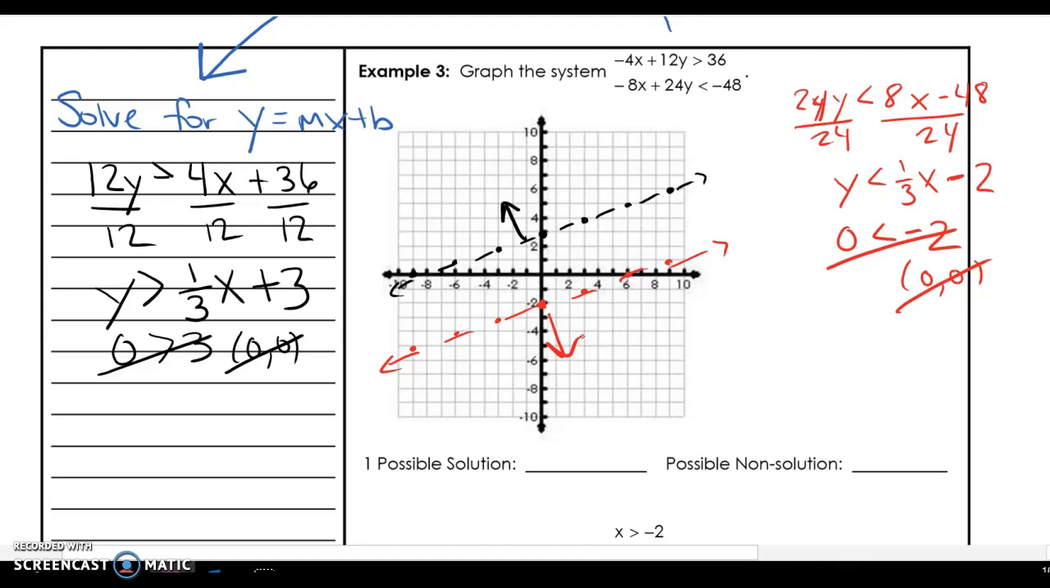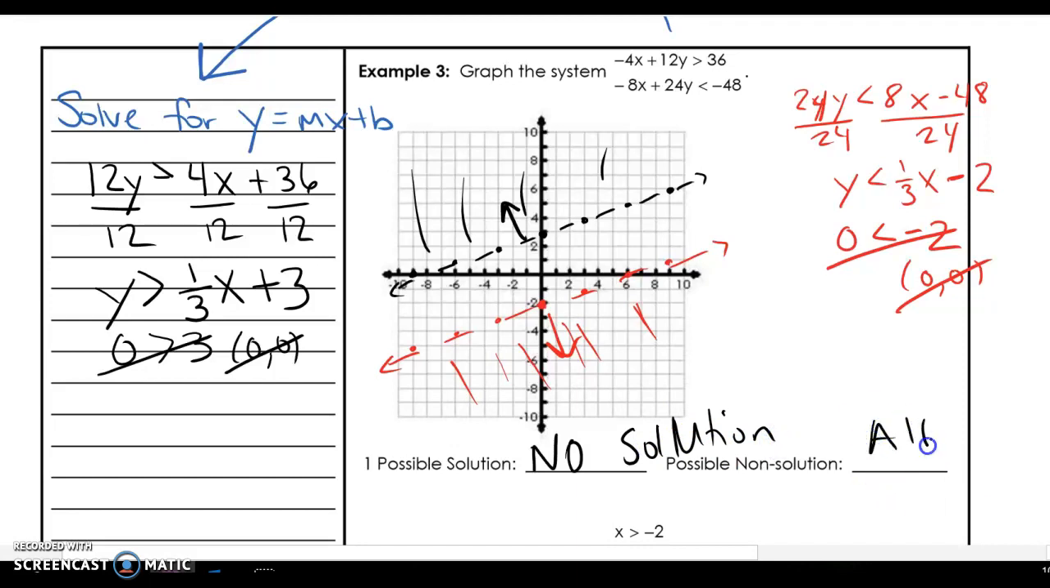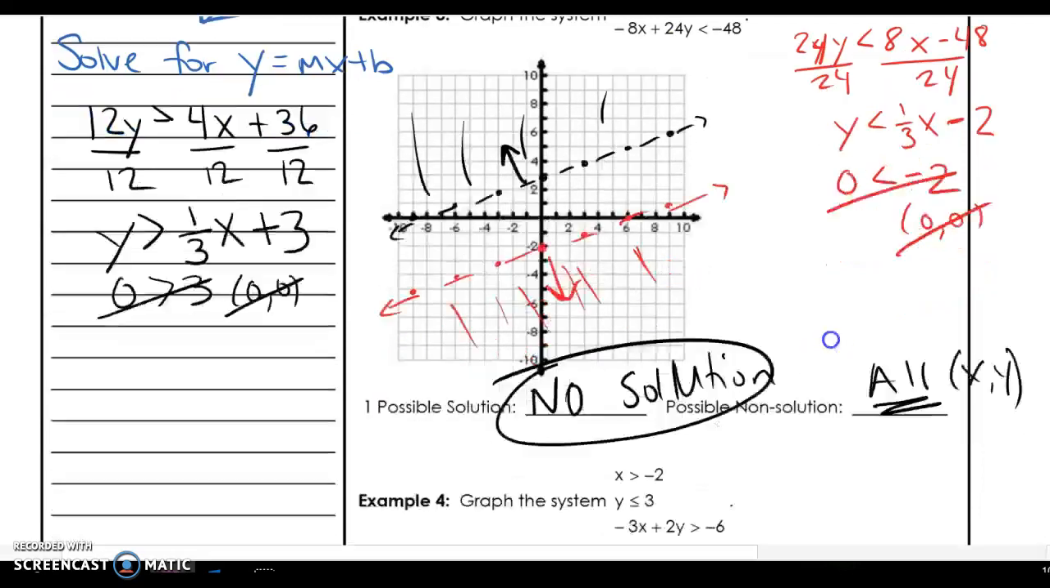Here we have an example of parallel lines, and the solution region is opposite. One is shaded above, the other is shaded below. So where will these shaded regions overlap? They will not overlap. Therefore, there is no possible solution. All xy ordered pairs would not be solutions. There is no solution to this system of inequalities because the shaded region does not overlap.